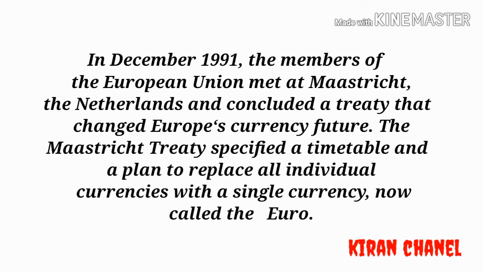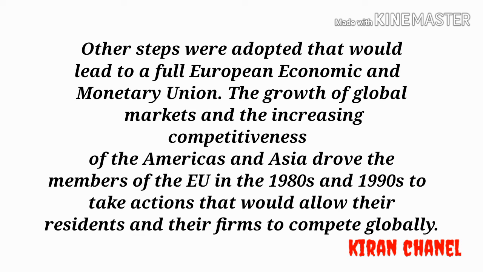In December 1991, the members of the European Union met at Maastricht, the Netherlands, and concluded a treaty that changed Europe's currency future. The Maastricht Treaty specified a timetable and a plan to replace all individual currencies with a single currency, now called the euro. Other steps were adopted that would lead to a full European Economic and Monetary Union.